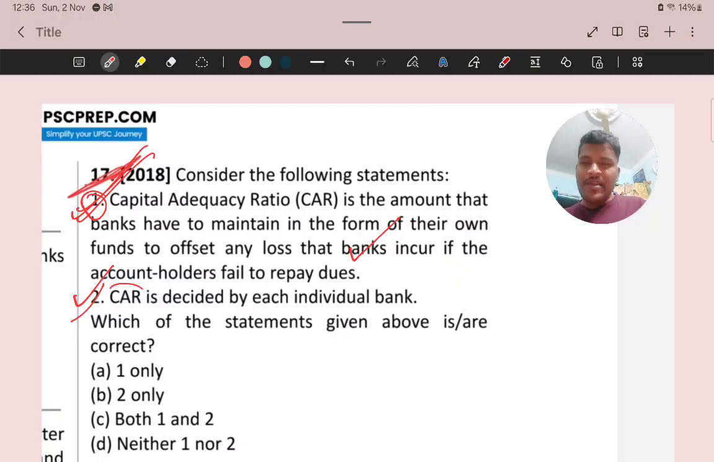Statement number 2: Capital adequacy ratio is decided by each individual bank. This statement is completely false. If we give this option to the banks, certainly banks will never keep a certain amount as a capital adequacy ratio. That's why we have given this power to RBI. RBI is going to decide what exactly you have to keep and how much you have to keep as CAR. So the answer is A. For me, finding the answer is not my important goal, finding the topic. This is what I want to say.